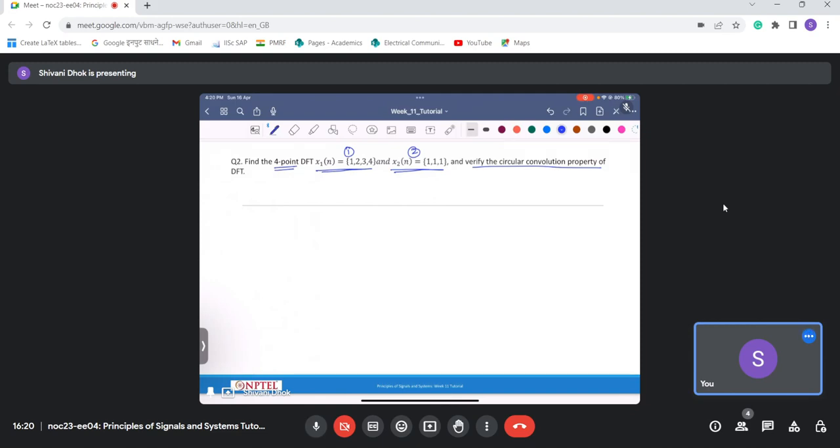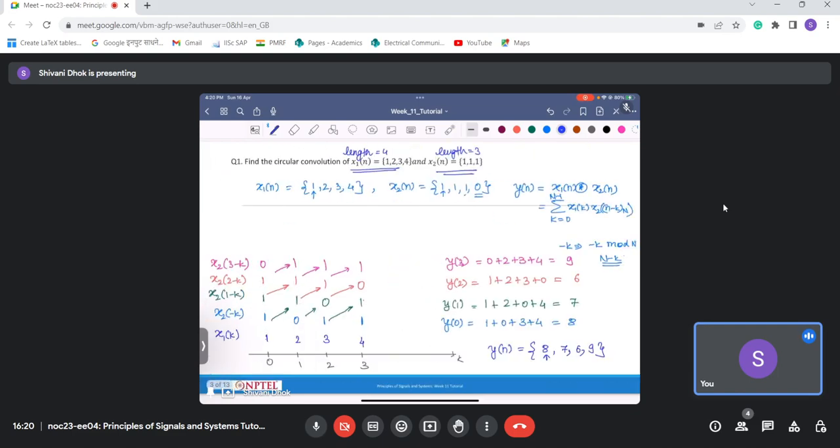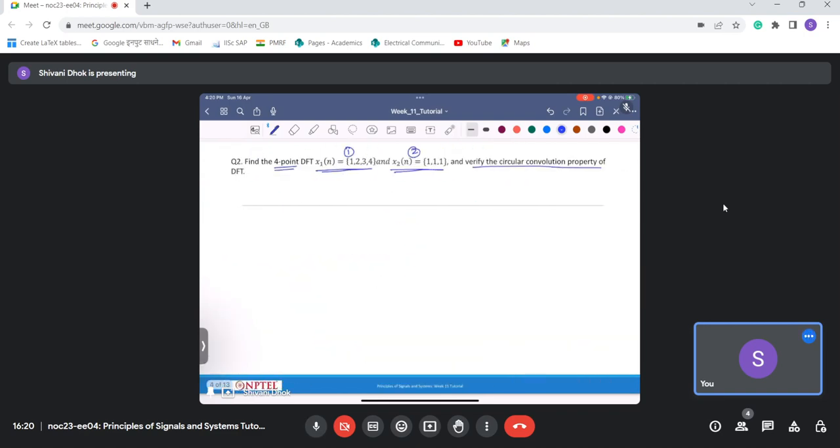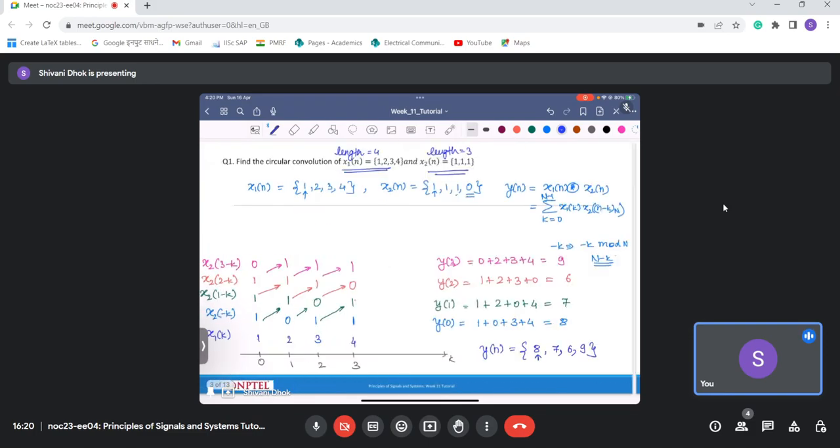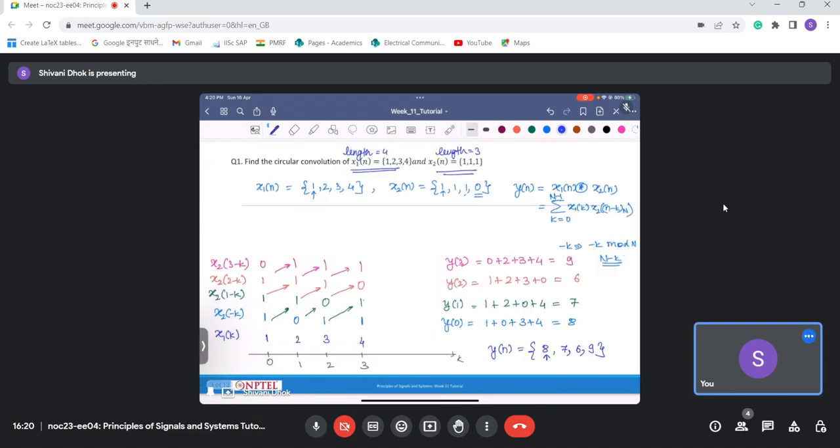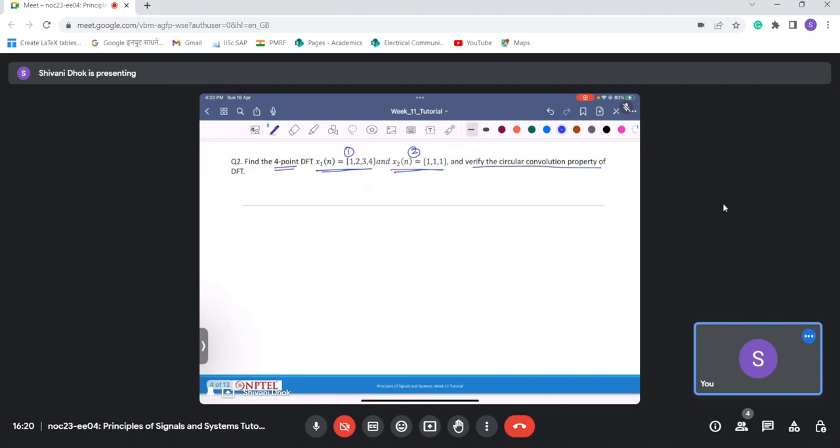If we look carefully, this x1[n] and x2[n] are exactly the same sequences that we obtained earlier, and we found their circular convolution. So we'll find the 4-point DFT of x1[n], the 4-point DFT of x2[n], and then find X1[k] times X2[k] and verify whether it is equal to the DFT of this y[n]. Okay, so let's start with the first part.